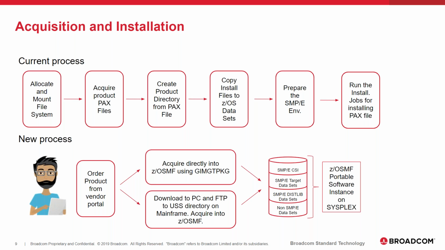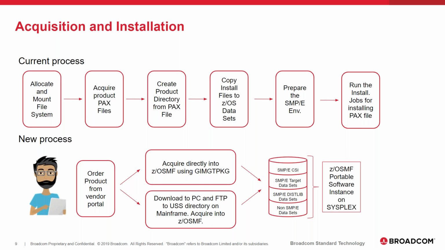You order your product the very same way you are used to from the customer support online portal and acquire it directly to your z/OSMF. In case you cannot do that for some reason, such as security reasons, you can acquire it to z/OS. You can also manually download it to your PC and then transfer it to your mainframe, from where you can acquire it to z/OSMF.